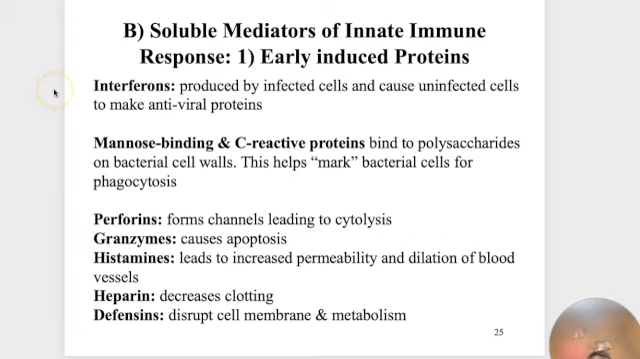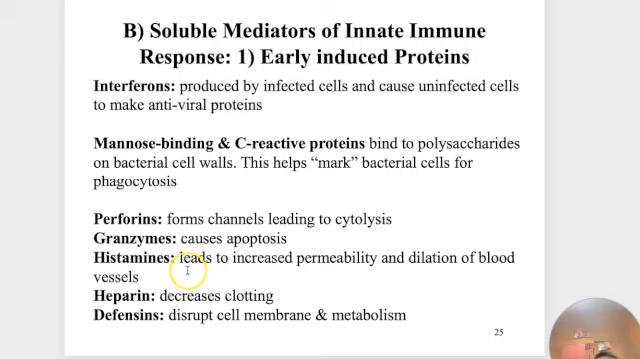So let's say now you're infected with something. Okay, we saw some of these that will be released. Interferon is produced by the infected cells and causes uninfected cells to make antiviral proteins. Opsonins like mannose-binding protein and C-reactive protein help mark bacterial cells for phagocytosis. Perforin, we just saw this. Okay, punches holes. Granzyme, again, will cause apoptosis. Apoptosis, I forgot to tell you, is programmed cell death. So it will cause the cell to die.